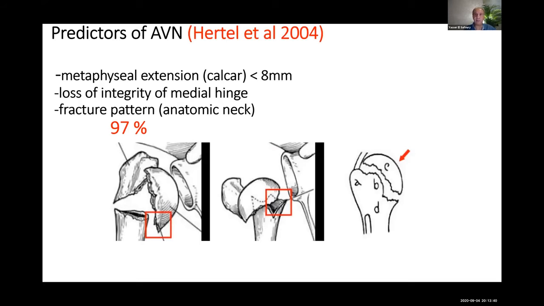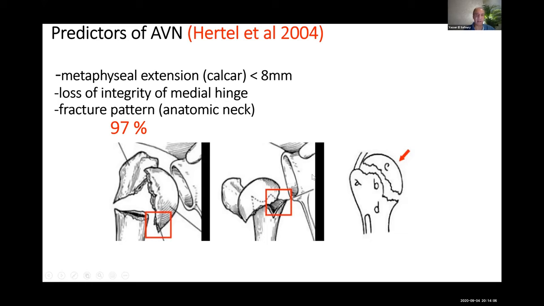How can you predict the vascularity of the head? And if there's a high possibility of vascular necrosis, most of us consider the criteria of Hertel, who mentioned that there's a higher incidence of avascular necrosis if there is a metaphyseal part attached to the head less than 8 millimeters, or if the medial hinge is disrupted, or if there is a fracture through the anatomical neck.